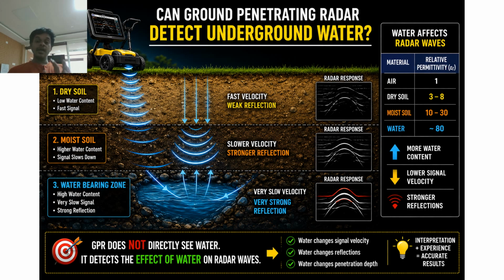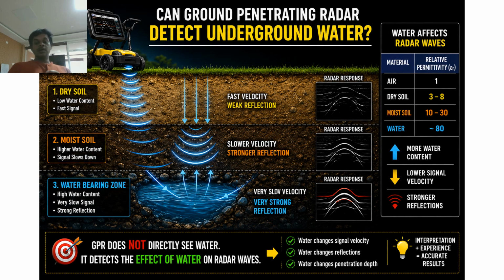Now, here's where beginners become confused. Sometimes they think every strong reflection means groundwater. It is not true. See the radar response here. A strong reflection can be a buried pipe, a rock boundary, a cavity, or even a place where material properties are changing. So that is why interpretation is very important. You cannot simply look at the radar response or the radargram and say there is water. You need some supporting evidence.